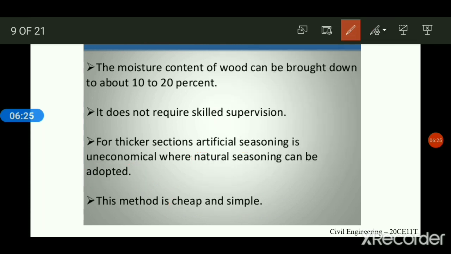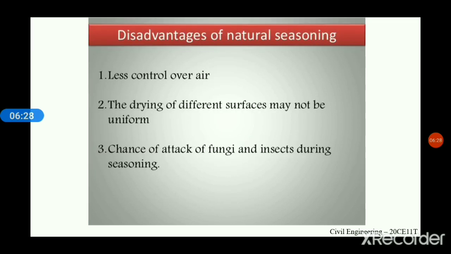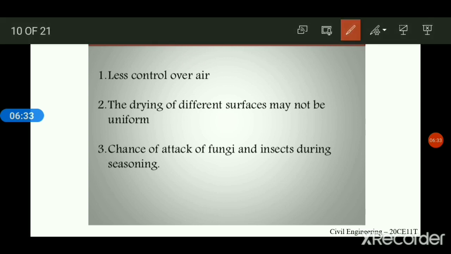Some disadvantages also will be there in natural seasoning. First, less control over air. What does it mean? Less control over air. Yes, the circulation of air may not be uniform and it may not move through the entire covered portion under the shade of the timber. So less air may be circulated all over the timber. So, less control over the air.